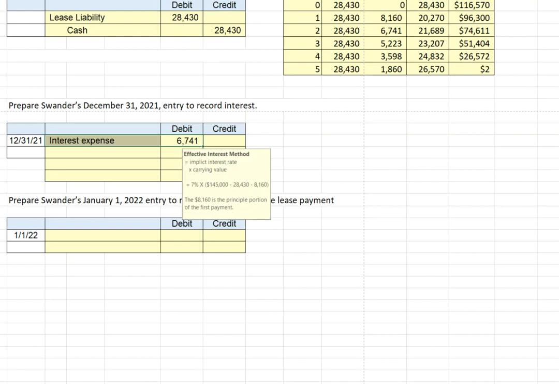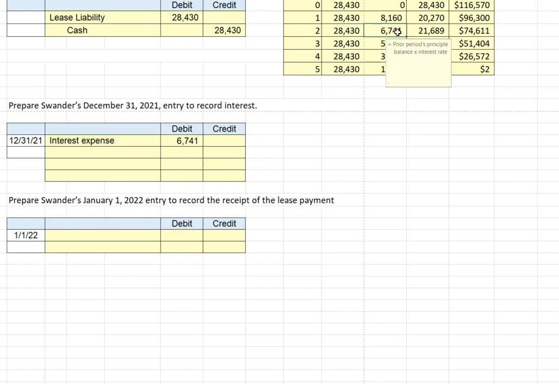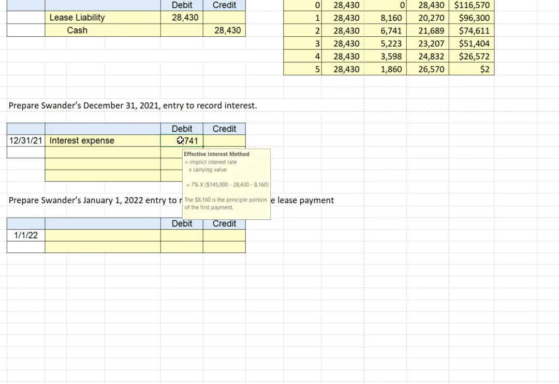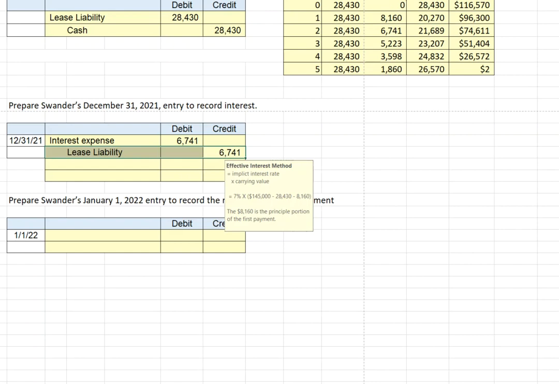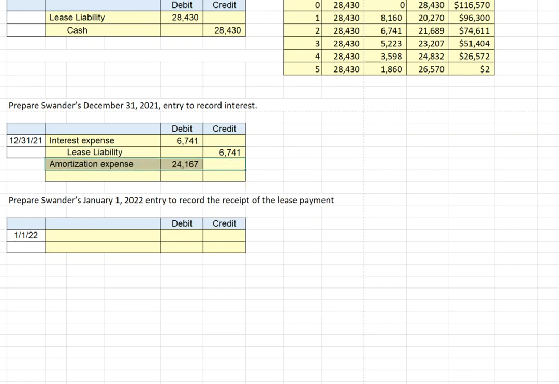On December 31st, we're going to have interest expense of $6,741. That again is from our amortization table. It's our initial lease balance of $145,000 minus the first principal payment, as well as the second portion of the principal. And of course, we credit the lease liability and we record our amortization expense, which was the $145,000 spread over the 6-year lease life. When we make our January 1, 2022 lease payment, we'll of course debit the lease liability and credit cash for the amount of the payment.